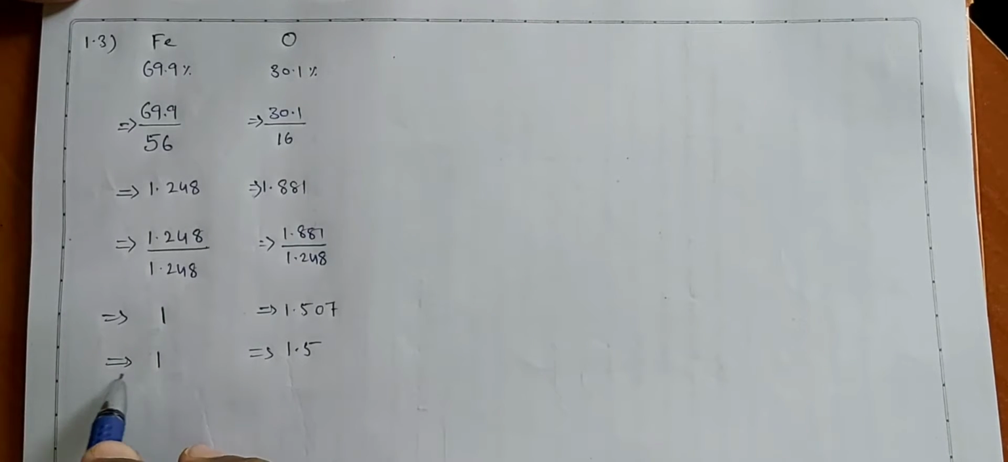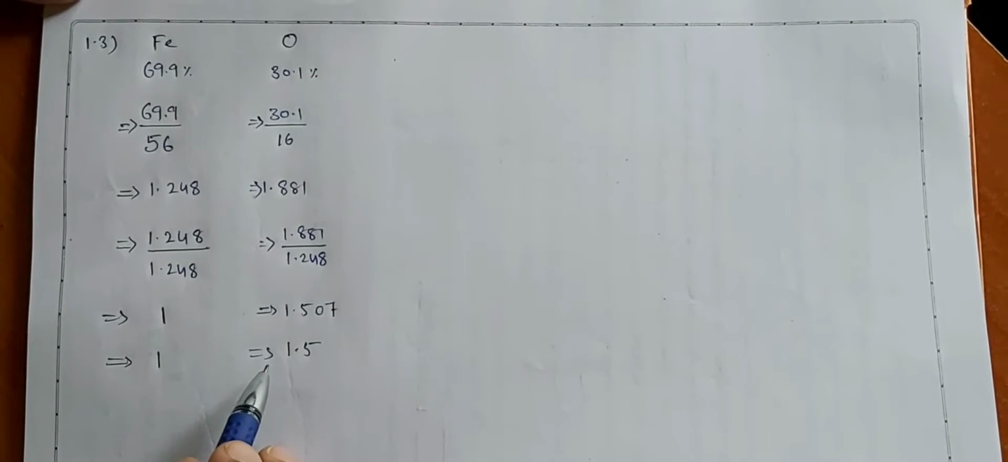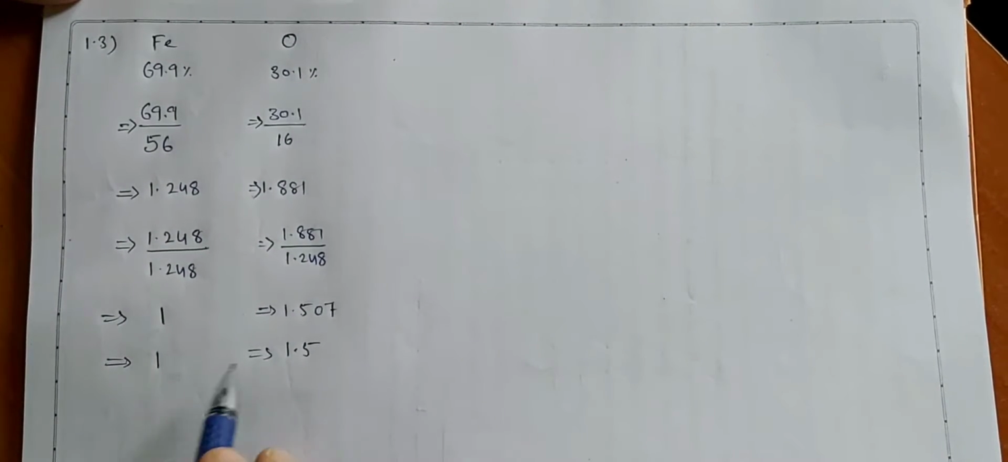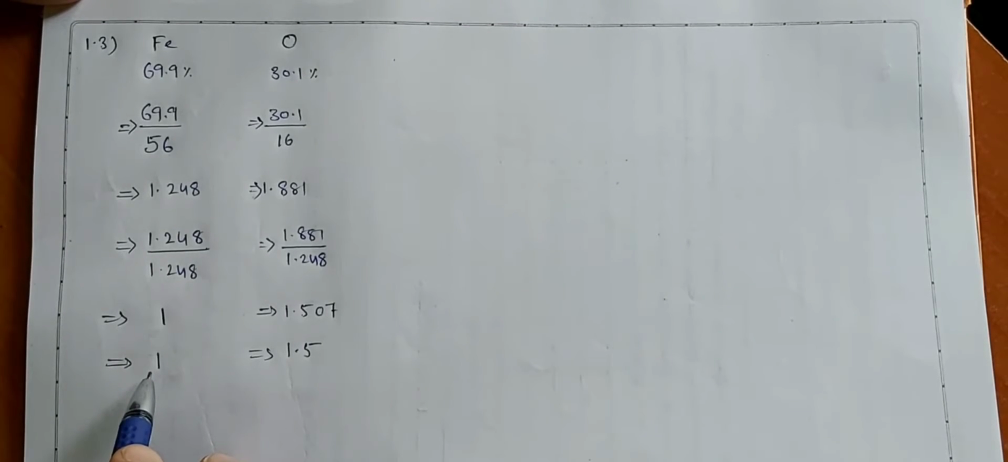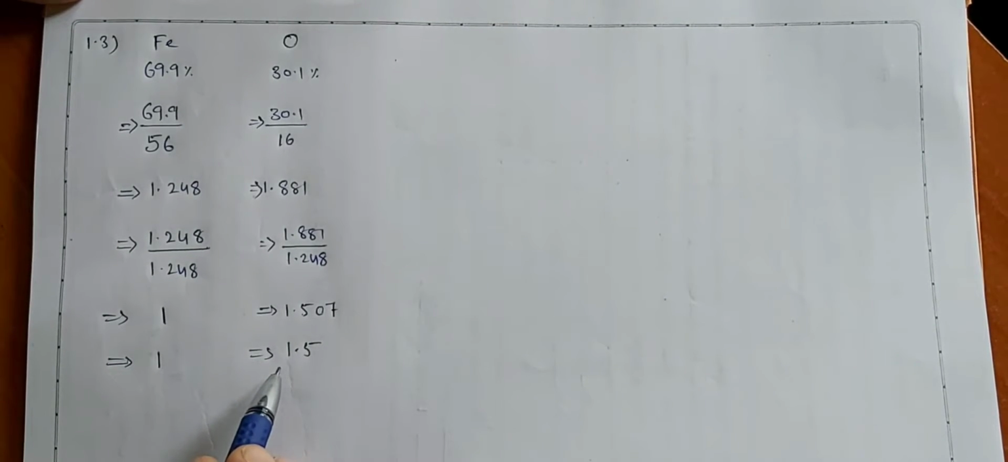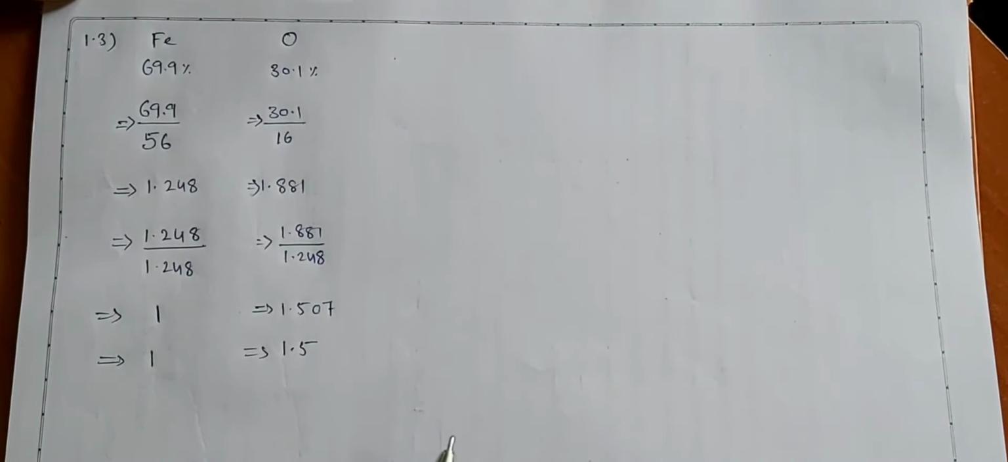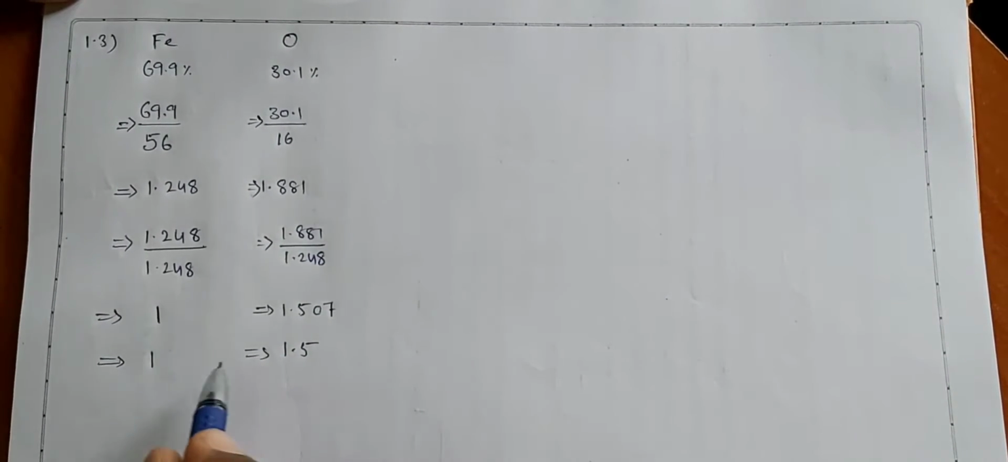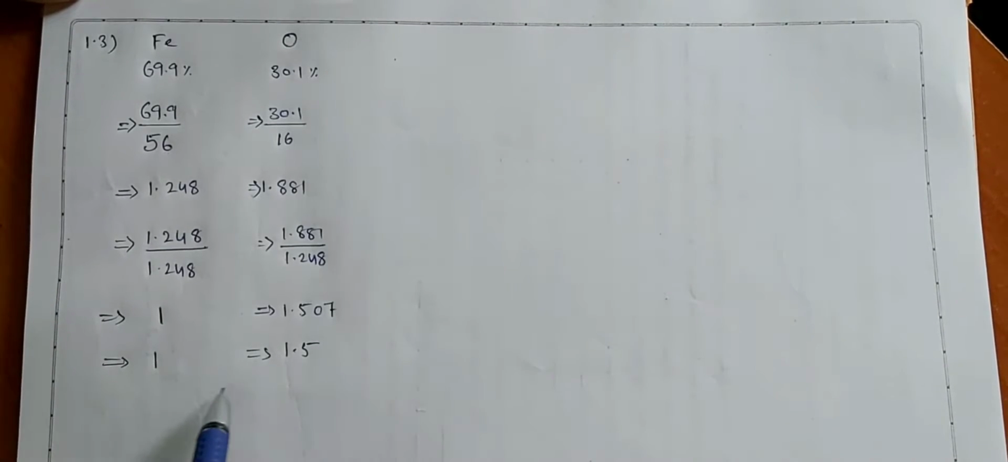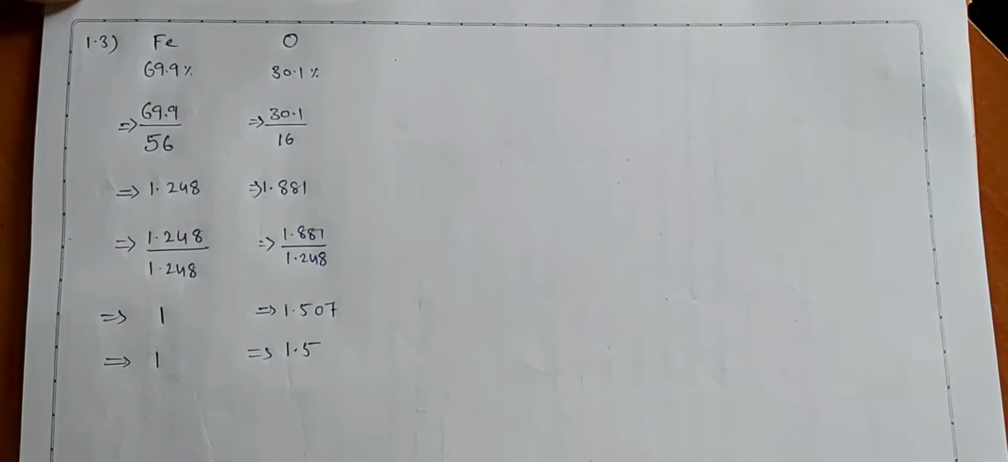Okay, after getting these values, what we have to do? Here 1.5 is there and here 1 is there. We should not consider points like these. That's why, by selecting one suitable number, we have to multiply these two values. Then those two values must be converted to nearby whole numbers.